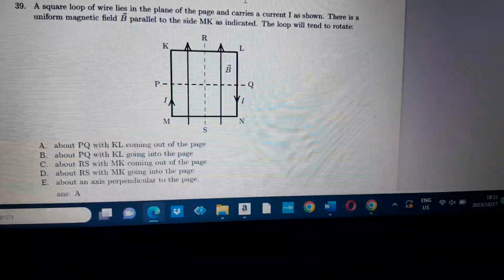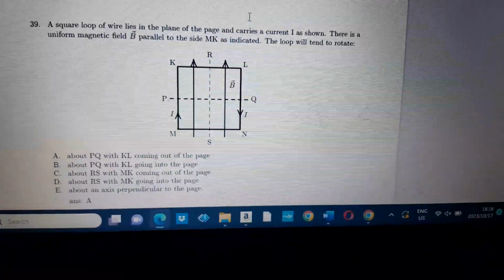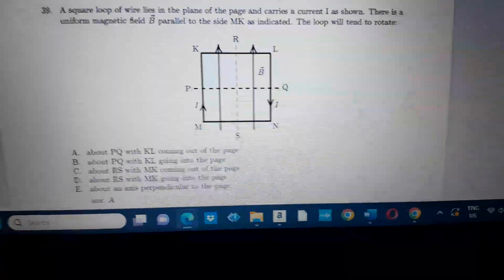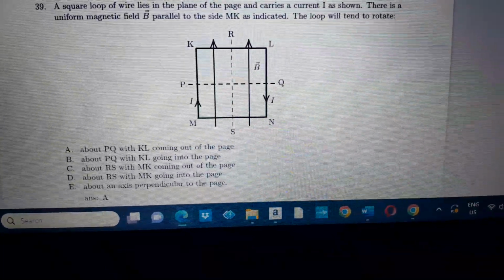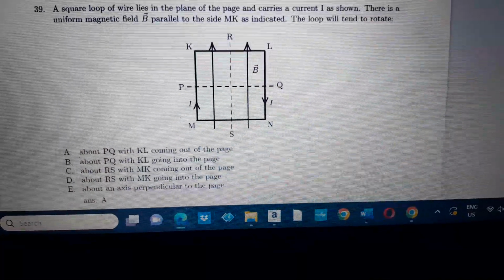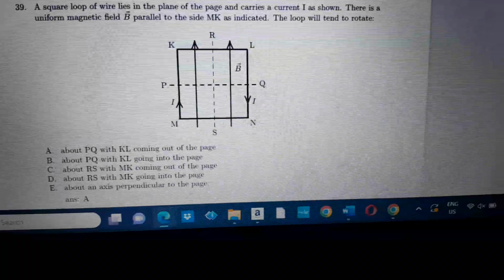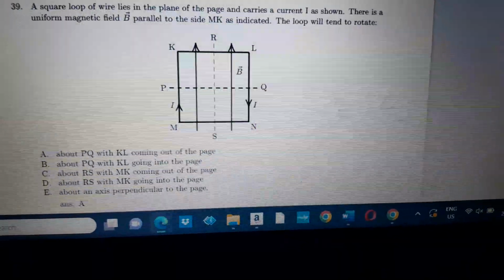A square loop of wire lies in the plane of the page and carries a current I as shown. There is a uniform magnetic field B parallel to the side MK as indicated. The loop will tend to rotate about PQ with KL coming out of the page.